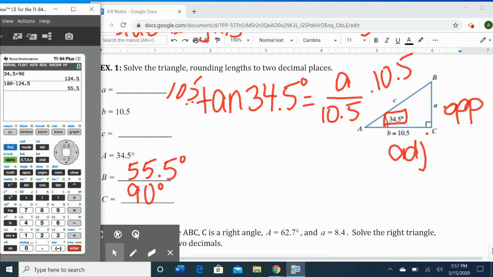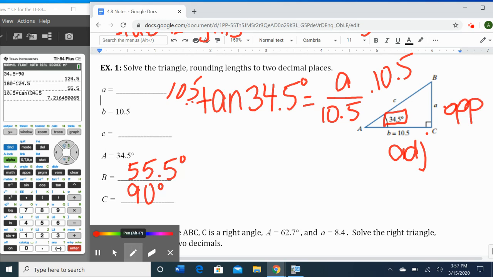So the first thing that I actually want to do is click this mode button and make sure that I'm in degree mode, which I'm not. So I'm going to scroll down to radian, go over to degree and hit enter. So then that way I'm in degree mode. So again, just go to my mode, make sure I'm in degree mode. So when I take 10.5 times the tangent of 34.5, I get the answer. They have to tell me to round. Here it says 2 decimals, so I'm going to call it 7.22 because of that 6 after the 1.